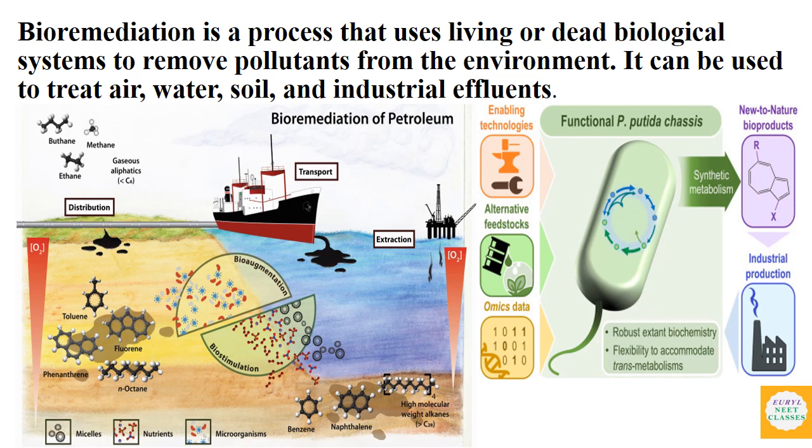Next application of biotechnology is bioremediation. What is bioremediation? It is a process that uses living or dead biological systems to remove pollutants from the environment. It can be used to treat air, water, soil, and industrial effluents. For example, let's talk about bioremediation of petroleum products. We know that it comes from crude oil. The crude oil is obtained from the basins of the ocean. When they're transporting it in a big ship container, sometimes accidental leakage will happen or the ship drowns. At that time this oil will float on the surface of the seawater.